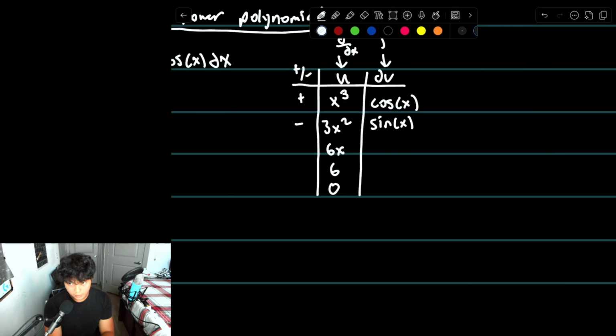The integral of sine x is negative cosine x. The integral of negative cosine x is just negative sine x. And the integral of negative sine x is just cosine x. And then don't forget your plus minus plus minus.